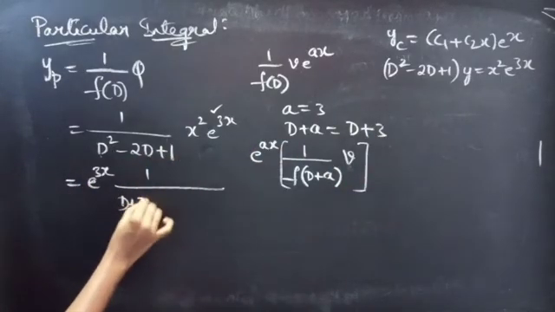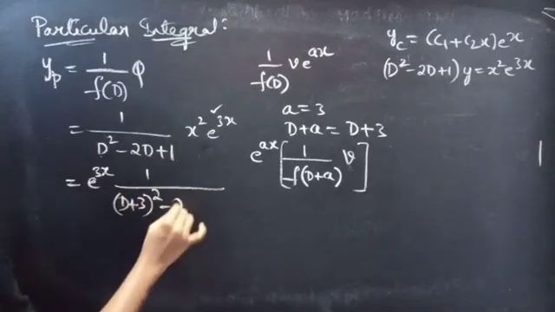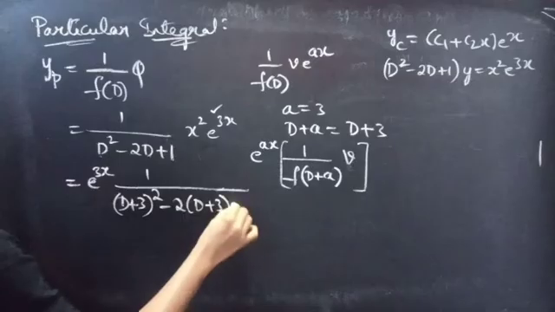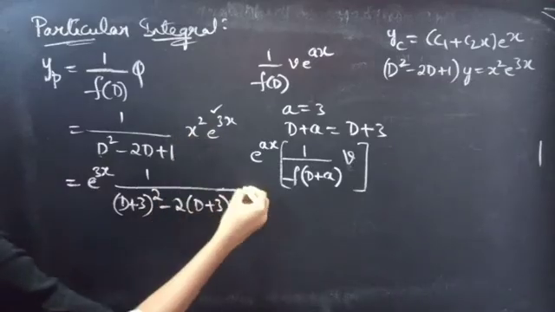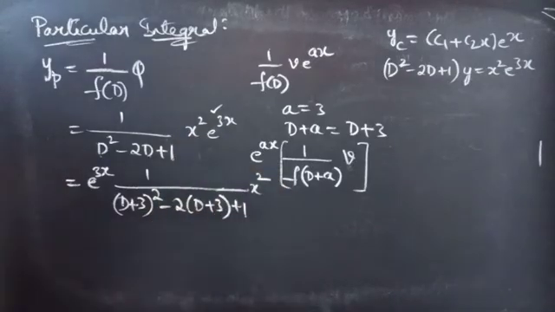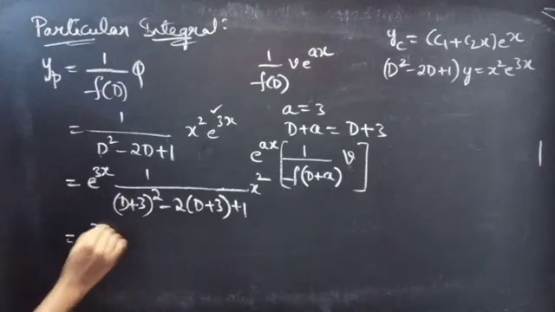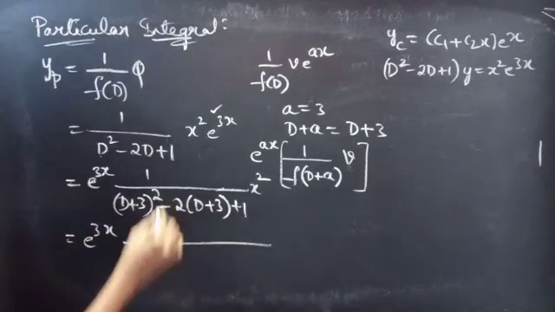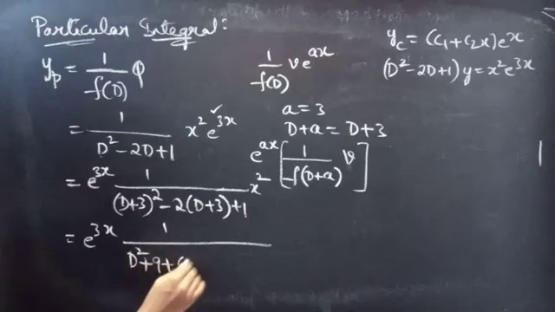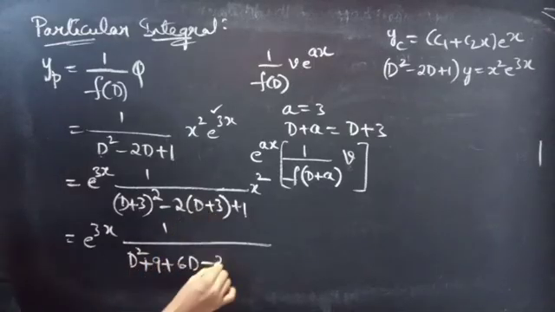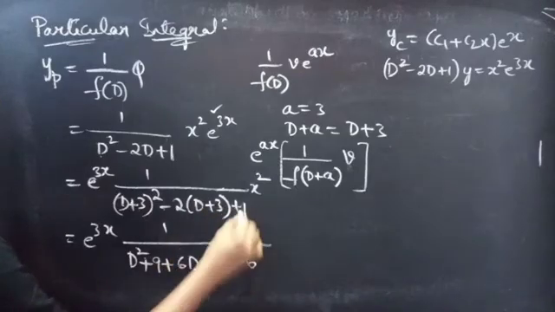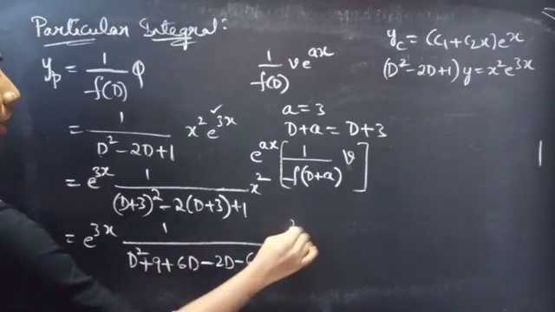We'll get d plus 3 whole square minus 2 into d plus 3 plus 1 into the remaining thing x square, is equals to e power 3x into 1 by d square plus 3 square is 9 plus 3 into 2d, which is 6d, minus 2d minus 2 into 3 is 6, plus 1 into x square.